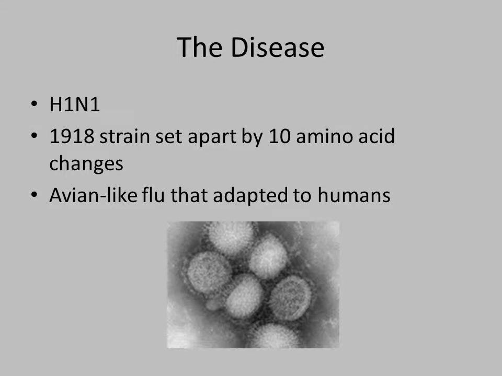The culprit of the 1918 pandemic was the infamous H1N1 virus, a type of influenza which has reappeared throughout history. The 1918 strain, however, was different in that there were genome changes in a total of 10 amino acids, perhaps contributing to the aggression of the virus. Despite having the characteristics of an avian flu, H1N1 had adapted to humans.